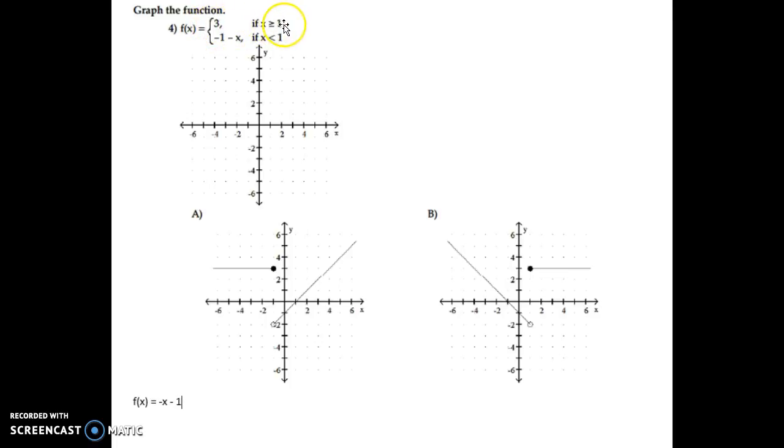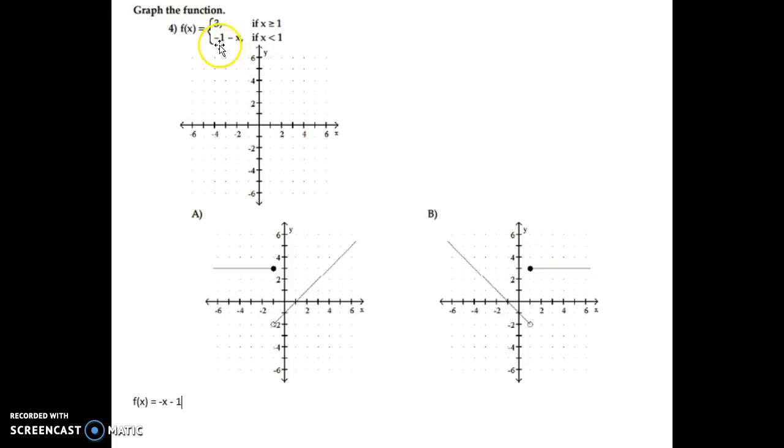If x is greater than or equal to 1, the function we're graphing is f of x equals 3. So come to where x is equal to 1. And then f of x equals 3 is just a horizontal line at y equals 3. So for all x bigger or equal to 1, I'm just going to draw that horizontal line.